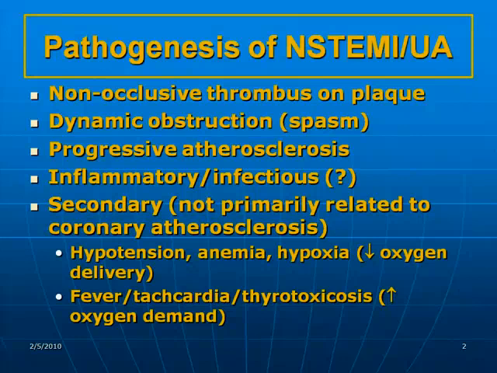There are some secondary potential causes of unstable angina in particular, or non-STEMI, that are not related to coronary atherosclerosis. Hypotension, anemia, hypoxia for whatever reason, a fever, tachycardia, thyrotoxicosis, anything that can substantially alter oxygen supply and demand to the heart could theoretically cause unstable angina. So I think, at least in this case of non-STEMI unstable angina, the potential for causes other than plaque rupture and thrombus are greater.